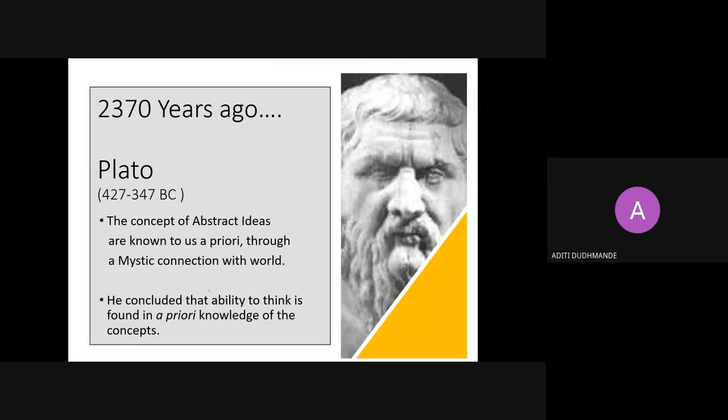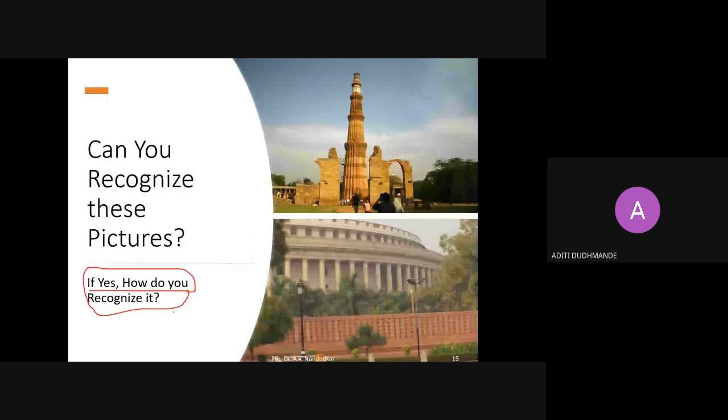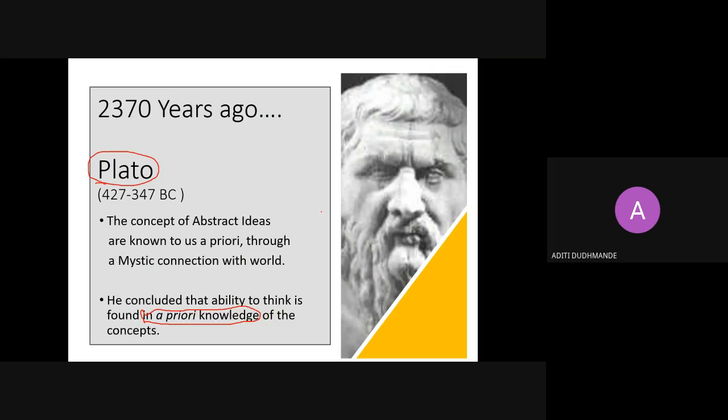So the definition of intelligence was given initially centuries ago. It was 2370 years ago by Plato. I hope you know this person. You might have heard about him in your school books. The concept of abstract ideas is known to us a priori through mystic connection with the world. He concluded that the ability to think is found in prior knowledge of the concepts. Meaning, you are aware of the things. Say, Qutub Minar is known to you earlier, and Parliament is known to you earlier. That's why once I show you these images, you immediately recognize these pictures. So this was the concept given by Plato.